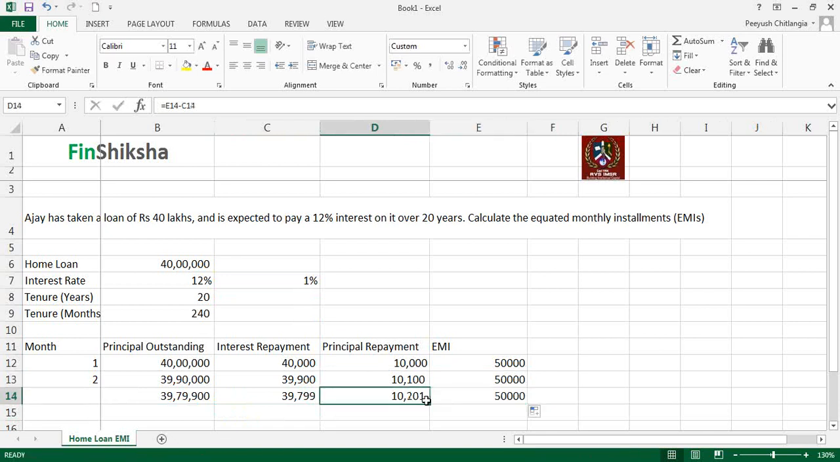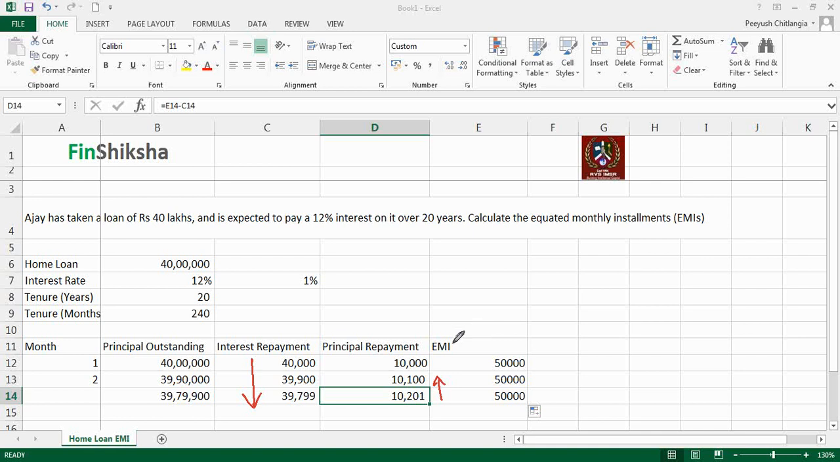If the EMI is fixed, then you see principal keeps changing, interest keeps going down as you go along. This is just to show you the example of how it works, and principal keeps going up every month. So much so that in the last month when you make the repayment, the final number is only the principal, right?